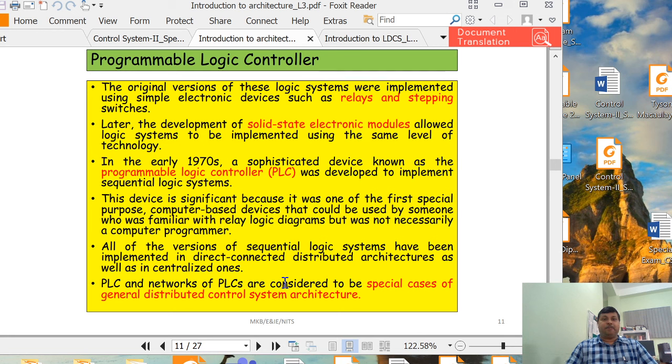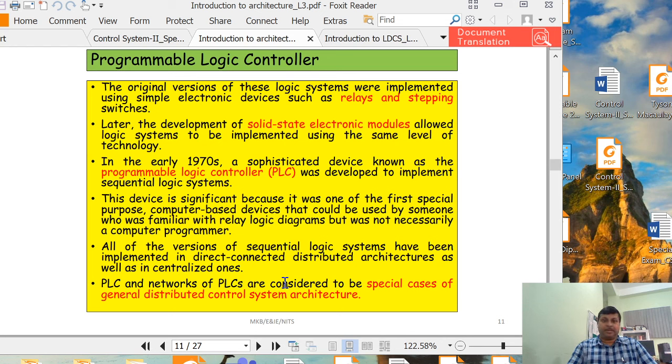This device is significant because it was one of the first special purpose computer-based devices that could be used by someone who was familiar with relay logic diagrams but was not necessarily a computer programmer. It means it was so simple that the old operators, habituated to operating electromagnetic relay operated devices, became very much acquainted with the new development, the programmable logic controller, because a similar kind of arrangement was kept in it. So this transition did not give pain to the operators who were comfortable operating the old devices.